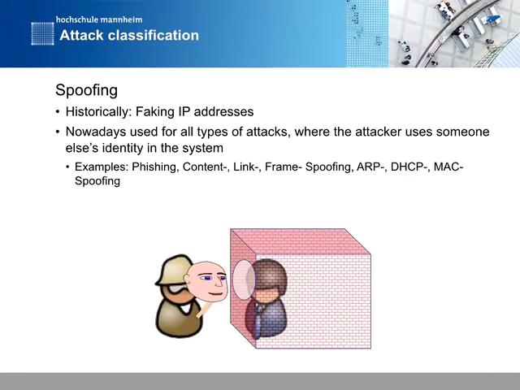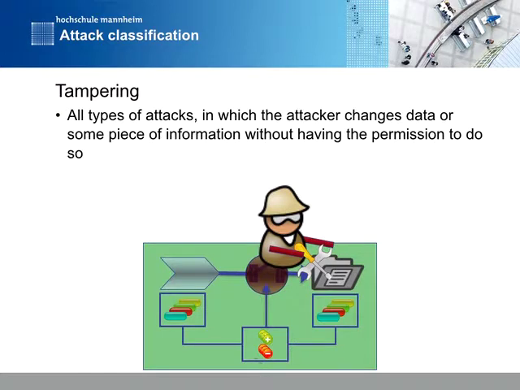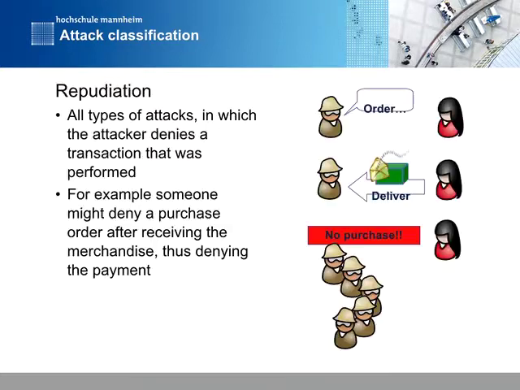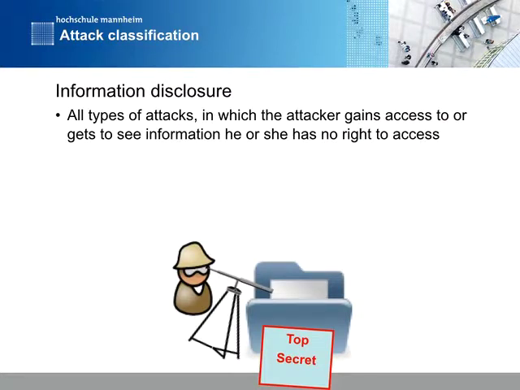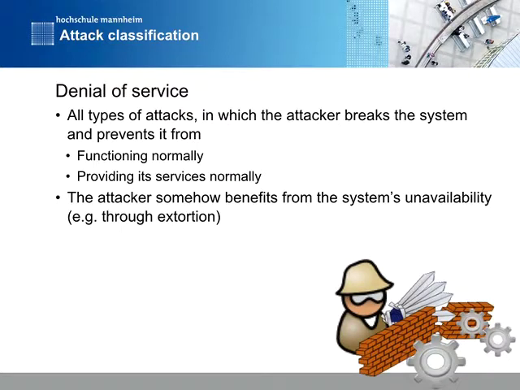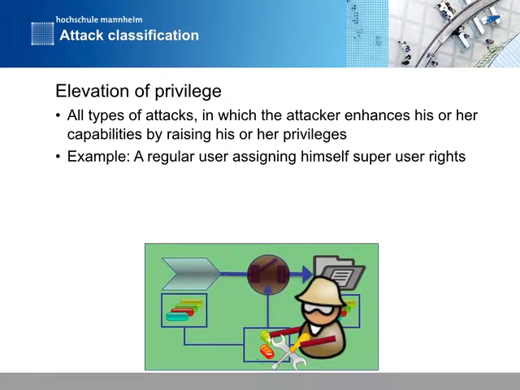So let's maybe review them shortly. Spoofing is an attack where the attacker uses someone else's identity in the system. Tampering is where the attacker changes data for whatever reason. Repudiation, an attack where the attacker denies a transaction that was already performed. So you notice, basic security stuff. Information disclosure, getting information out that actually should be confidential. Denial of service. Elevation of privilege, getting more rights within the system.